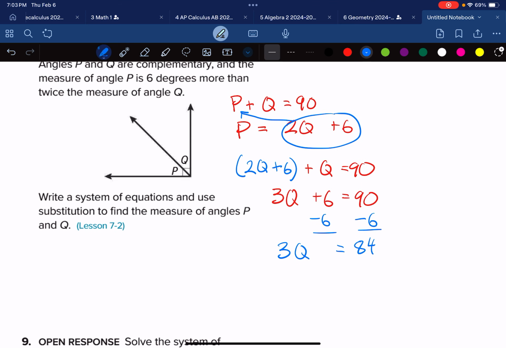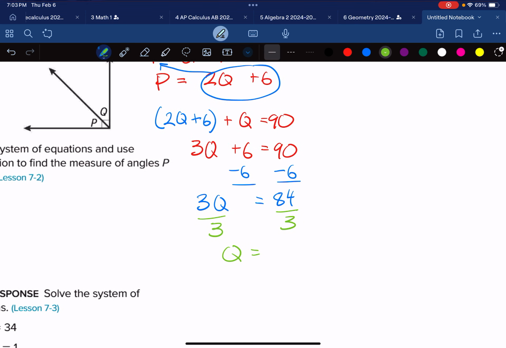From here, I need to divide both sides by 3. Divide by 3, so Q is equal to a number. If you don't like doing 84 divided by 3 in your head, you can always use a calculator. I'm okay with that. And we have the multiplication tables up front as well. I like doing this the hard way, though. So I always think, okay, what number is really close to 84 that is also divisible by 3? I happen to know that 60 is divisible by 3.